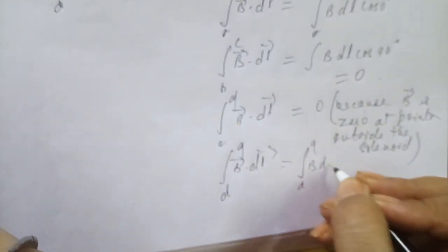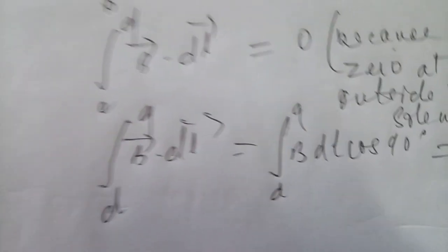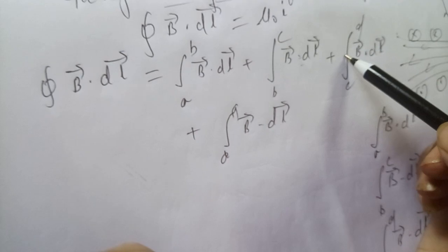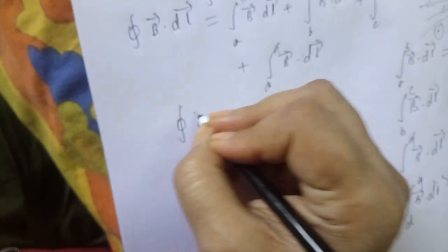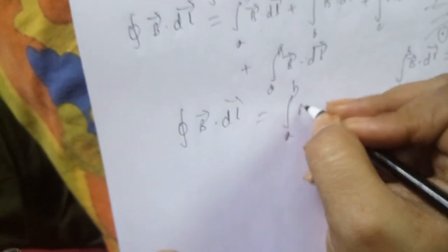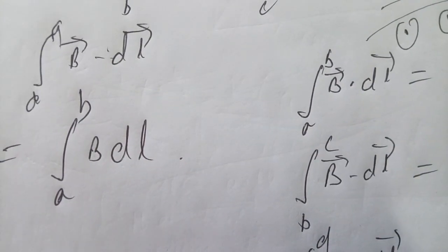Again, from D to A, B vector dot dl vector is equal to B dl cos 90 degree. Cos 90 degree is 0, so this becomes 0. So we have got these conditions. Let us substitute everything in this and see. This is not there, this is not there, and this is not there. We are left with only this. The closed integral of B vector dot dl vector is only A to B, B dl, because cos 0 degree is equal to 1.